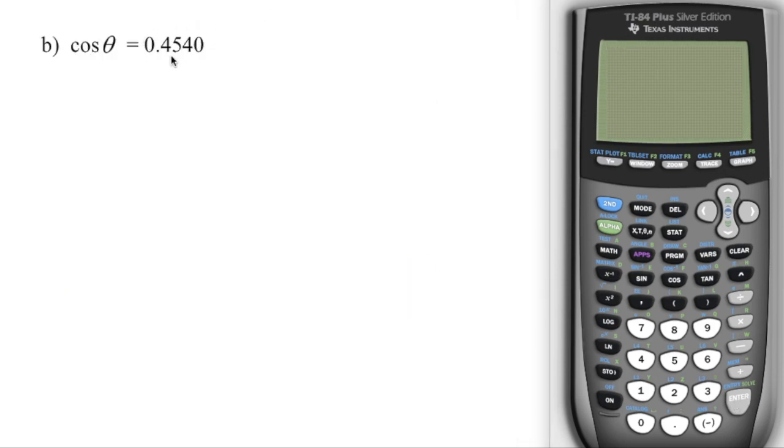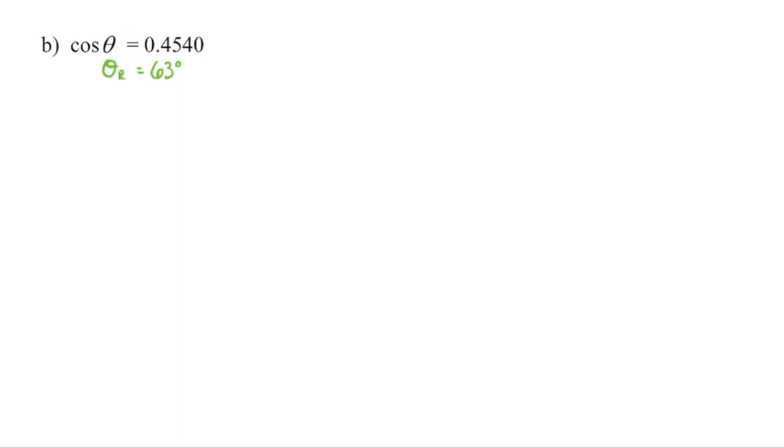So the first thing we want to do, this is the ratio. We want to figure out what that reference angle is. So we're going to go second function cosine, and then 0.4540. We're going to enter that ratio. It is in a decimal form, and that gives us the reference angle. So if we round this to the nearest degree, this is going to be a reference angle of about 63 degrees. We then want to figure out where those terminal arms will lie.